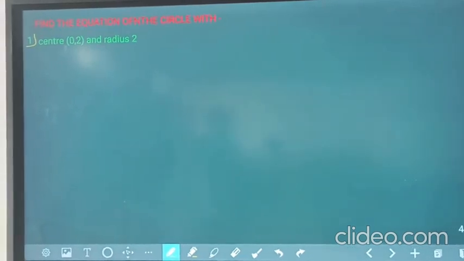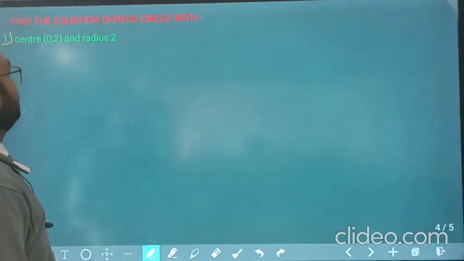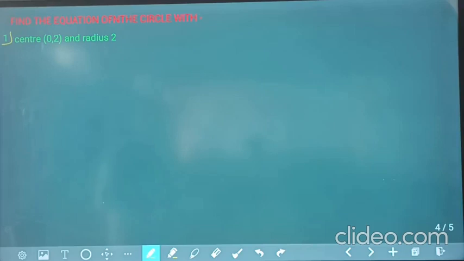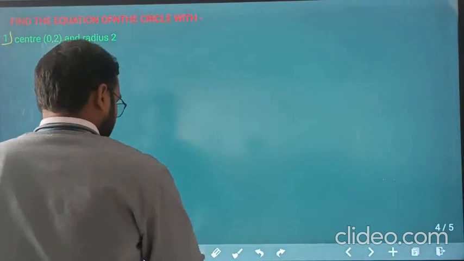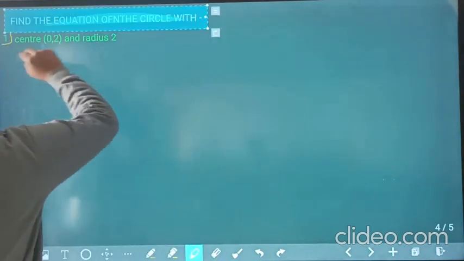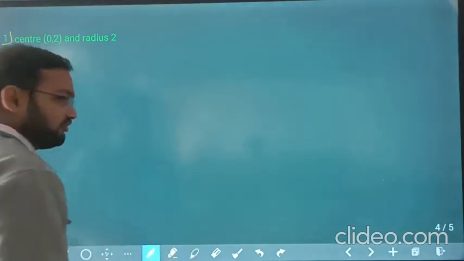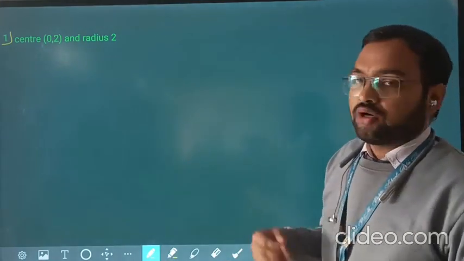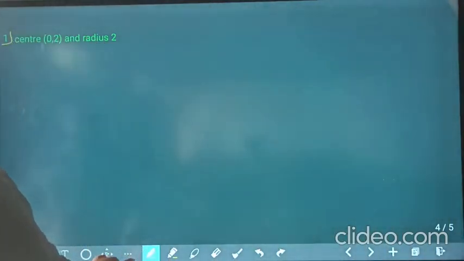Now we have the question: find the equation of the circle with center (0, 2) and the radius 2. To find this, now we will use which form? That is the center form, because its center doesn't lie on the origin, it lies on (0, 2), that is other than the origin. So we will use the central form.